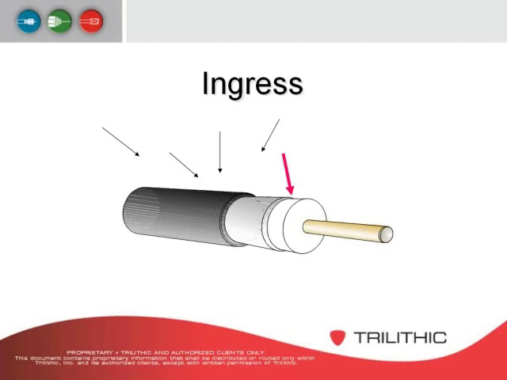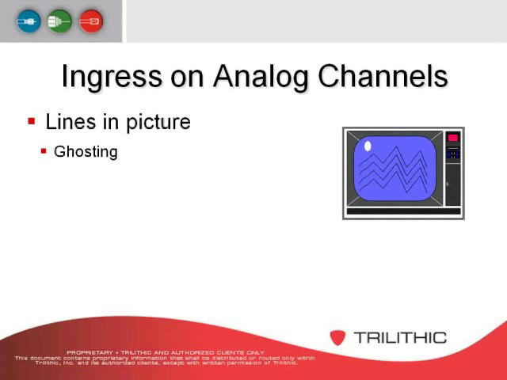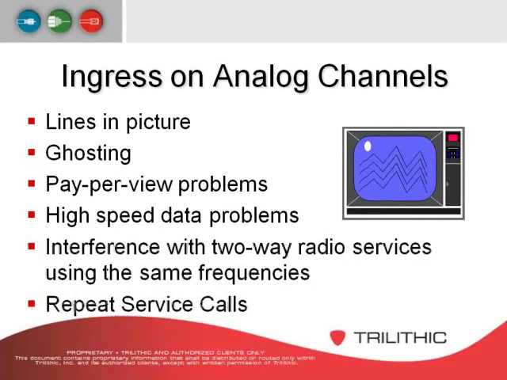So we talked about egress. Ingress is just the opposite. That's the signal that's leaking in, like off-air antennas, CB radios, ham radios, just electrical noise. That's all ingress. Now on analog channels, ingress causes lines in pictures, ghosting, you name it, high-speed data problems, interference with two-way radio services using the same frequencies that you have, and it causes repeat service calls.